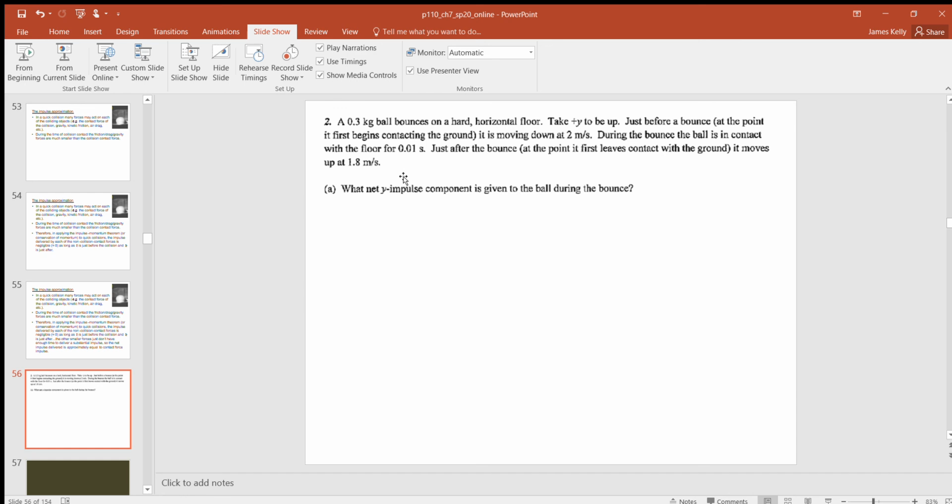And there are some questions that you're supposed to answer here, and I think we're supposed to do all parts of problem 2. But the first one is: what net y impulse component is given to the ball during the bounce? Do that and we'll be back with the solutions.